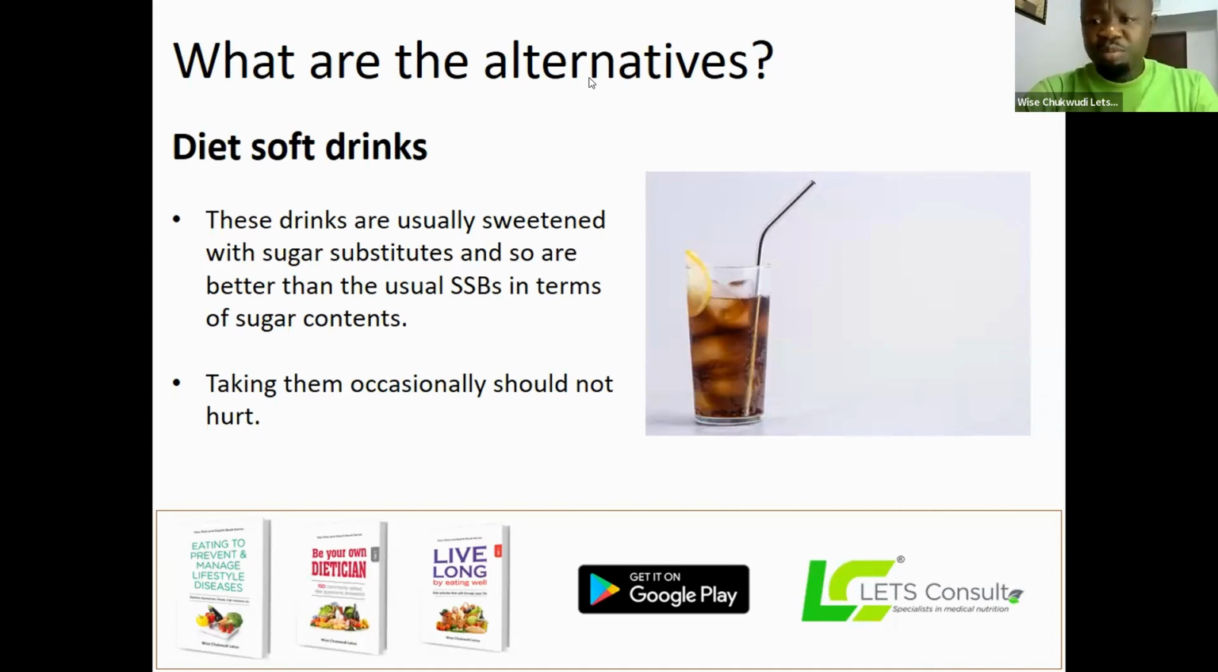Many people say they don't drink soft drinks, but they go for alcohol. As you can see, sweetened alcohols are also SSBs, and alcohol in itself poses a lot of health risks or challenges. So people should not even be going for alcoholic beverages.